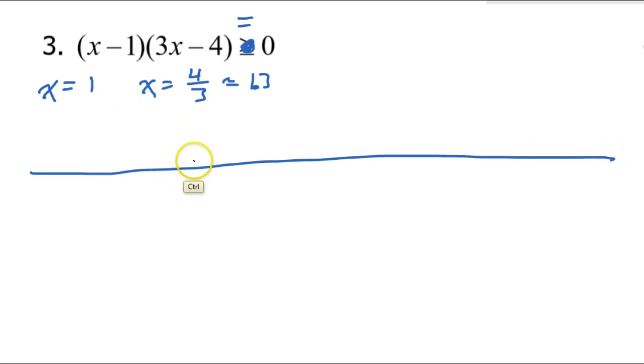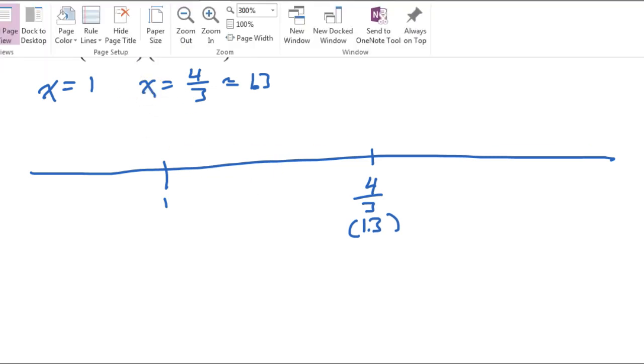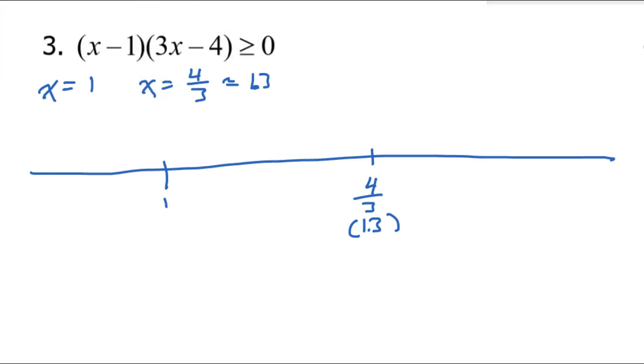Okay, so I've got 1, and I've got 4 over 3. Which is, like I said, approximately 1.3. This is going to be a little bit tricky because there's not a lot of daylight between 1 and 1.3. This is going to force me to choose a decimal. All right, but we'll deal with it. We can handle it. It's not that big of a deal.